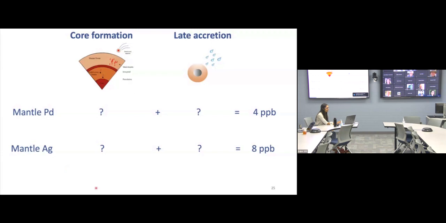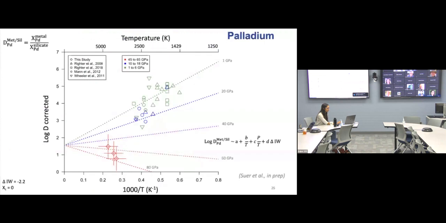And I'll show you some data in the next few slides that we collected for these two elements. So we measured the metal-silicate partition coefficients of both of these elements at final equilibration conditions between the Earth's core and mantle. And this plot is very similar to the ones that I showed previously. Log of the partition coefficients are on the y-axis, temperatures are on the x-axis, inverse temperature.